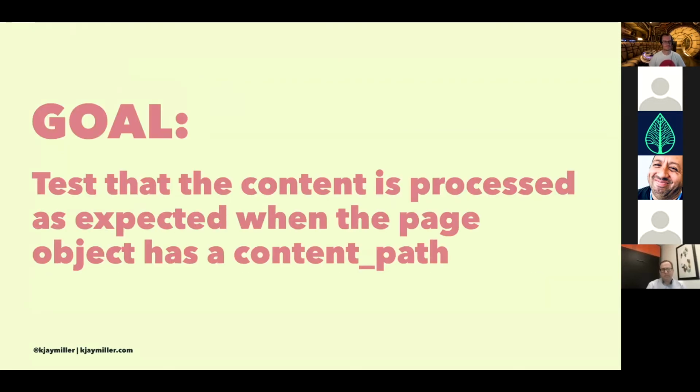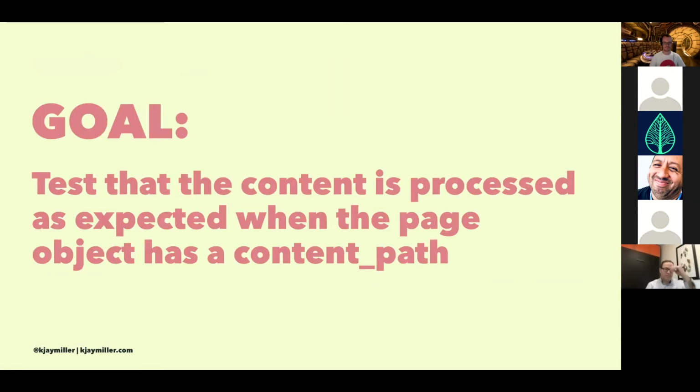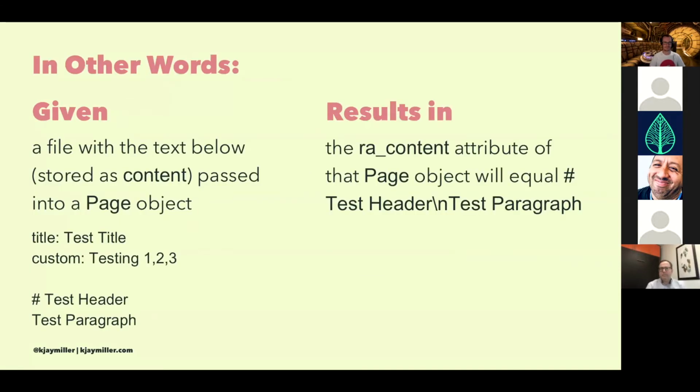So the goal here was to test that the content was processed properly, that bottom line there, the valid attributes thing is actually happening, and that the page object, and that everything works as expected when the object has a content path. Or in other words, when given this content here, then the content attribute of the page should be just test header, test paragraph. That's it. That's all we're testing here.